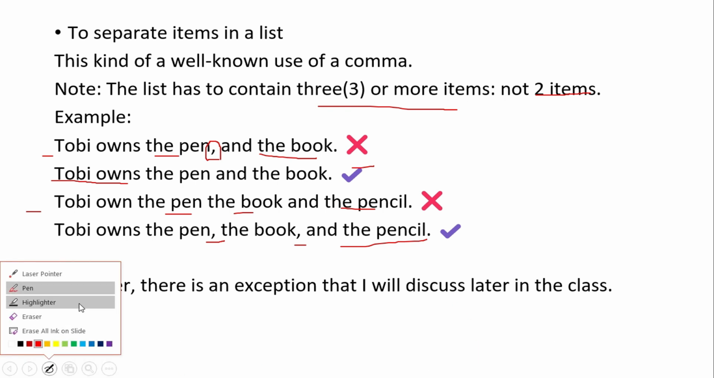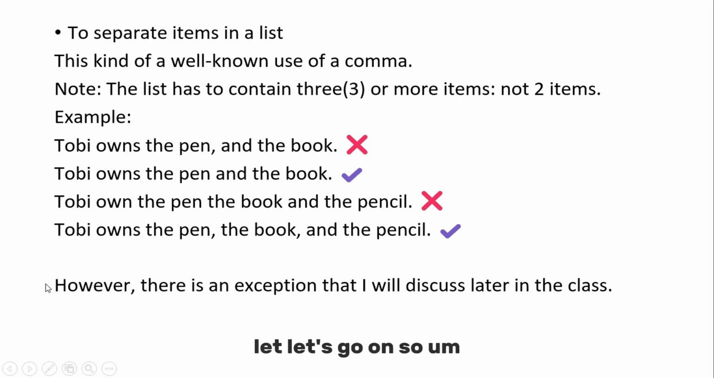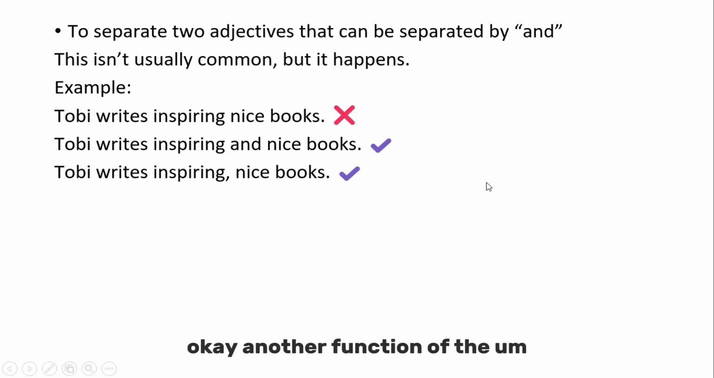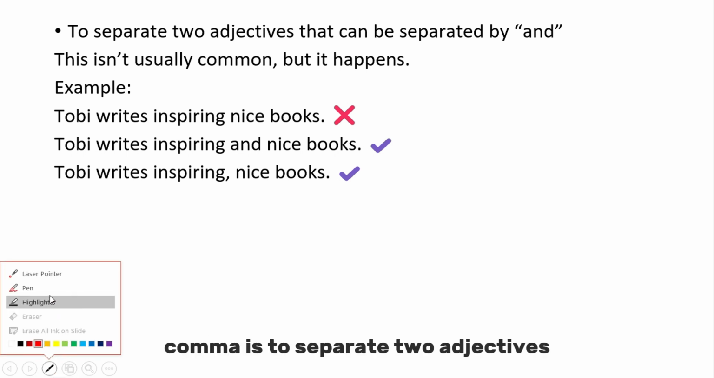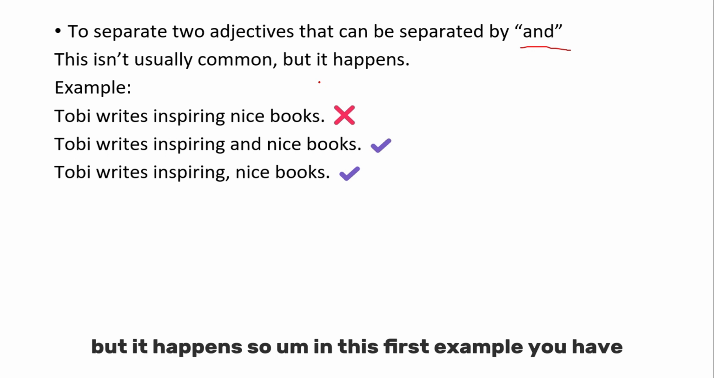Okay, so let's go on. Another function of the comma is to separate 2 adjectives that can be separated by the word and. This isn't usually common, you don't usually see it a lot, but it happens.